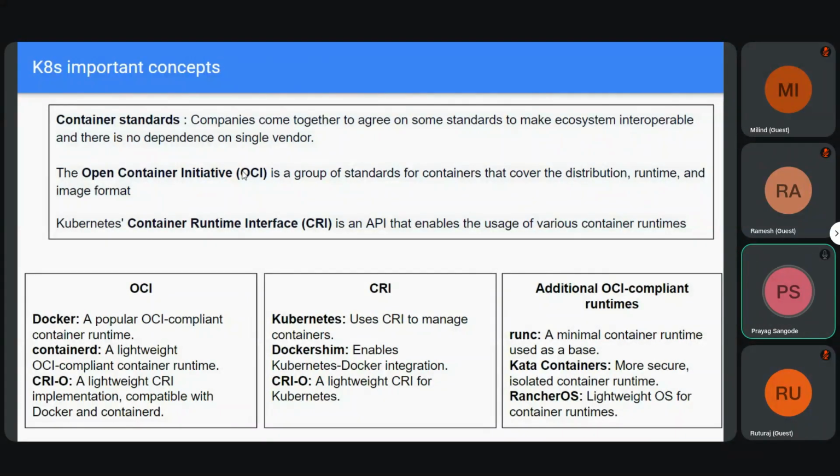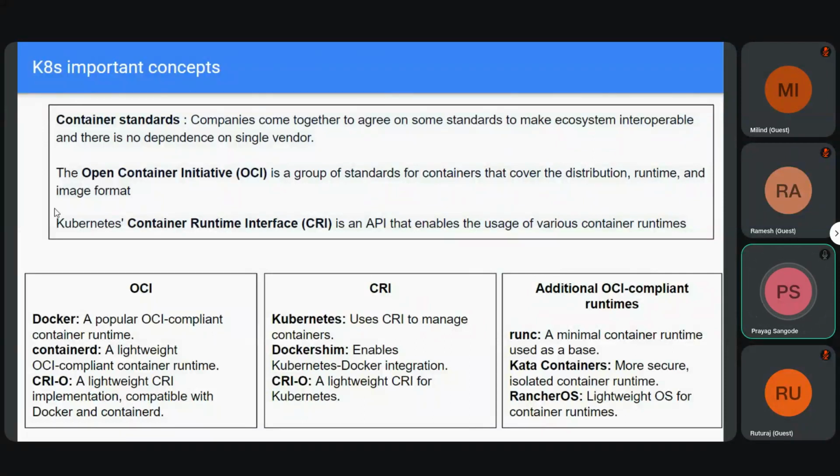And when we learn about Kubernetes, we need to learn some important concepts. Okay, so there is a group of standards for containers which are defined in the Kubernetes community or CNCF, Cloud Native Computing Foundation. They have come up with some standards. One of them is OCI, Open Container Initiative. These are the standards for containers that are useful for distribution, runtime, and image format. Means how the container will be distributed, how it will run, what should be the image format. That is defined in OCI.